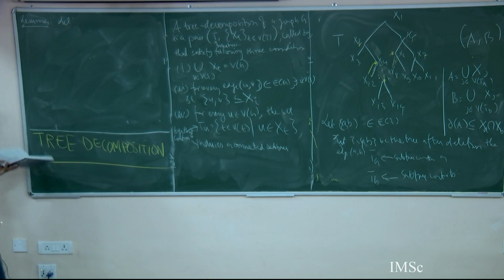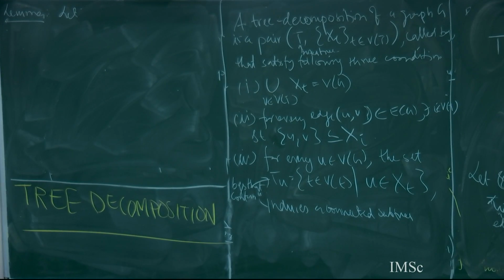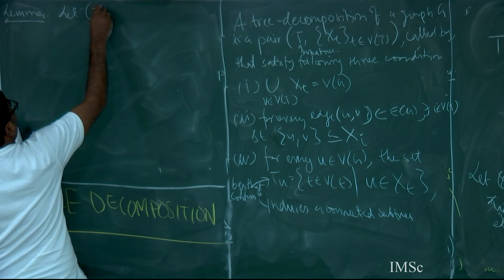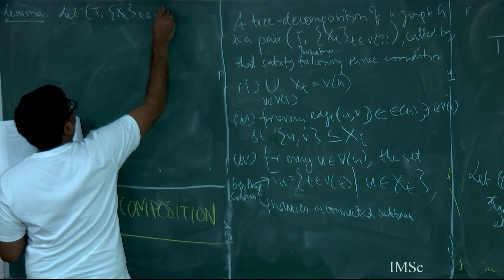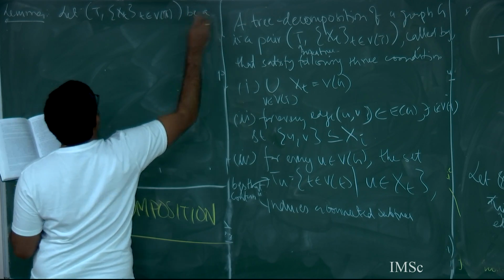And how will you prove this? Exactly the same way. Look at the topmost node where this vertex appears, look at the topmost node where the other vertex appears, and this appears separately, then which bag this edge will appear in, and that's it. Let T, (V_T, D_T) be a tree decomposition.